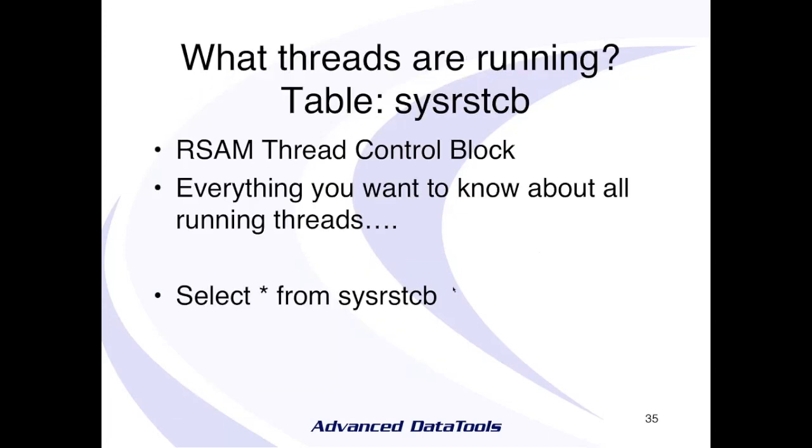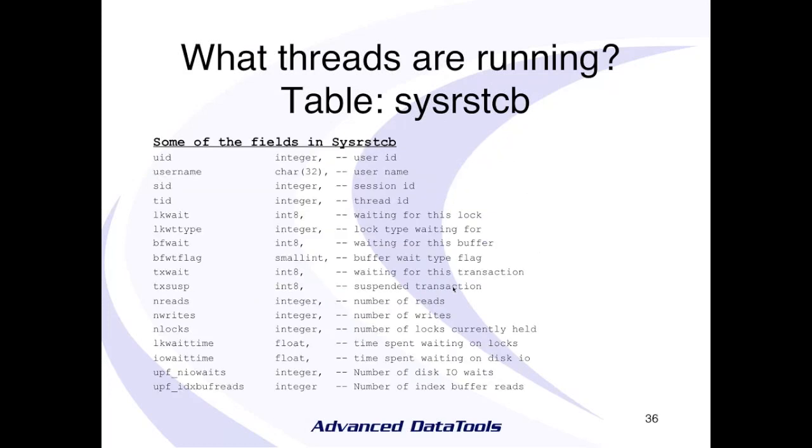So another table, sysrstcb. This is your thread control block. This is everything you want to know about what threads are running. And really the best thing to do is just do select star from this table. It's a big table. Here's some of the fields in it. There would have been 5 screenfuls of fields if I was going to print them out.